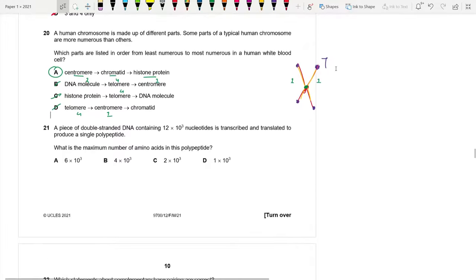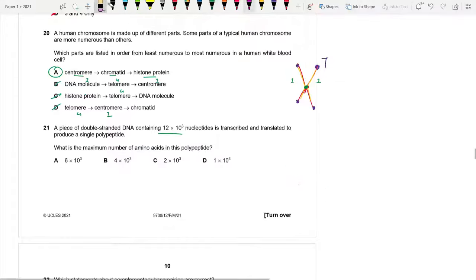Get it? 21. A piece of double-stranded DNA containing 12 into 10 to the power 3 nucleotides is transcribed and translated to produce a single polypeptide. What is the maximum number of amino acids in this polypeptide? Okay guys, triplet codons. Each 3 nucleotides, or a triplet, codes for 1 amino acid. So 12 into 10 to the power 3 divided by 3. How much is that? 4 into 10 to the power 3 triplets. So 4 into 10 power 3 should be the answer. But logically, hear me out.